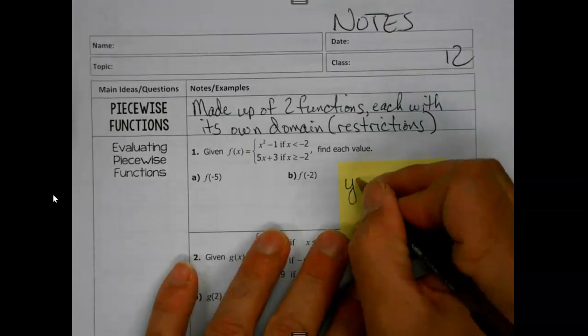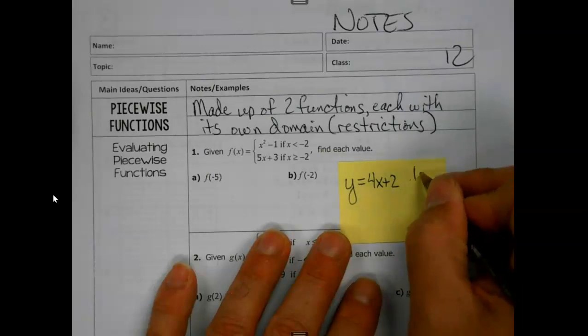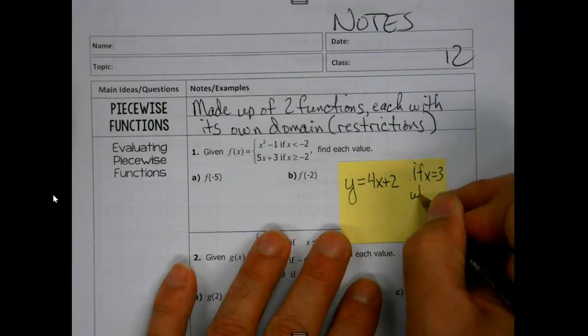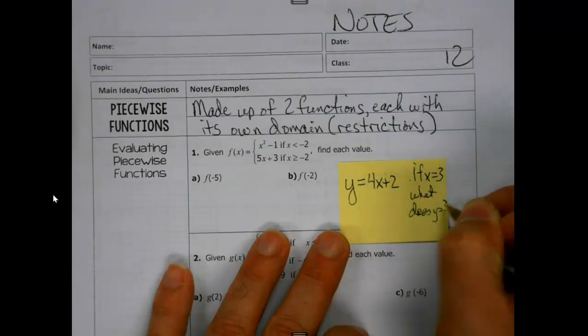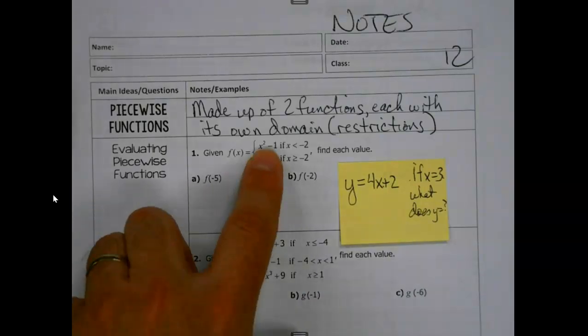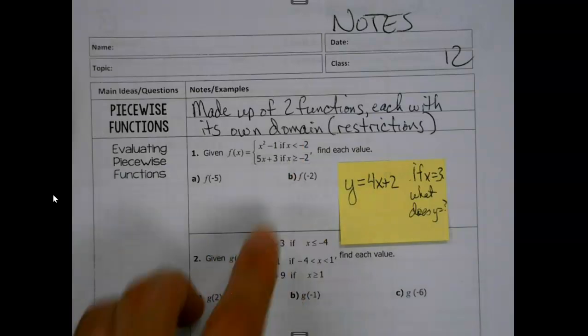So we've all had at some point in our mathematical life a point where you saw something where it said like, hey, y equals 4x plus 2 if x equals 3, what does y equal? Okay, you're like, well, I just stick the 3 in there and I get the answer. That's kind of like what piecewise is, except we have more options. So let me explain. So they give us a couple of things here, and they put these little if statements in. They say find each value.